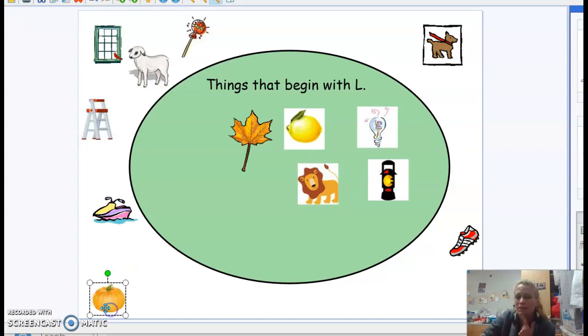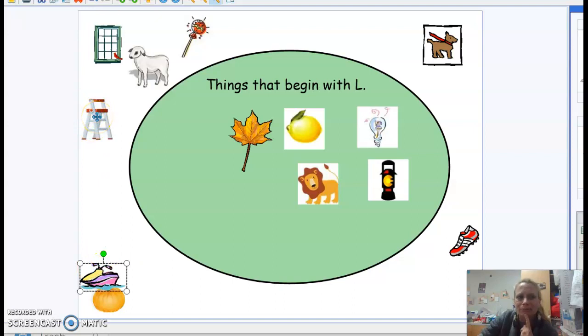It's a pumpkin. Pumpkin starts with the letter P. Jet ski? Should I put it on there? I love jet skis. No. Why should I not put it on there? You're right. Jet ski starts with the J sound. J. I'm going to leave that here.